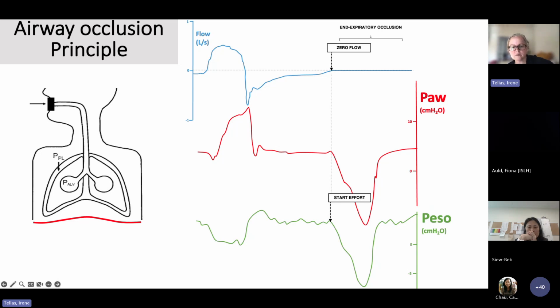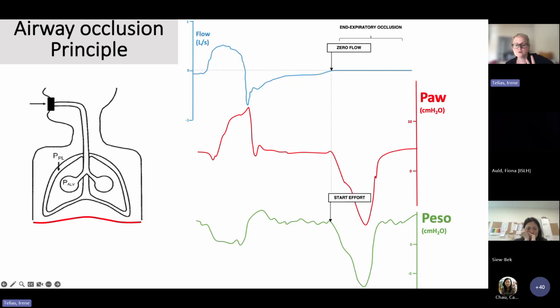If we close the airways and the flow is zero, there's no movement of air. When the patient performs a contraction, the pleural pressure decreases, but the airway pressure also decreases, and it decreases in an equal way and at the same time. So this gives us a great opportunity to measure what's happening in the pleura without having an esophageal catheter.